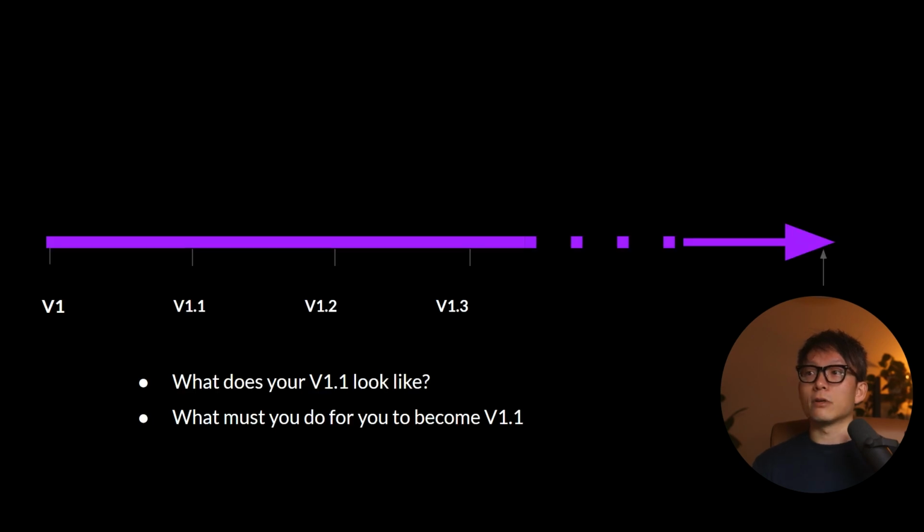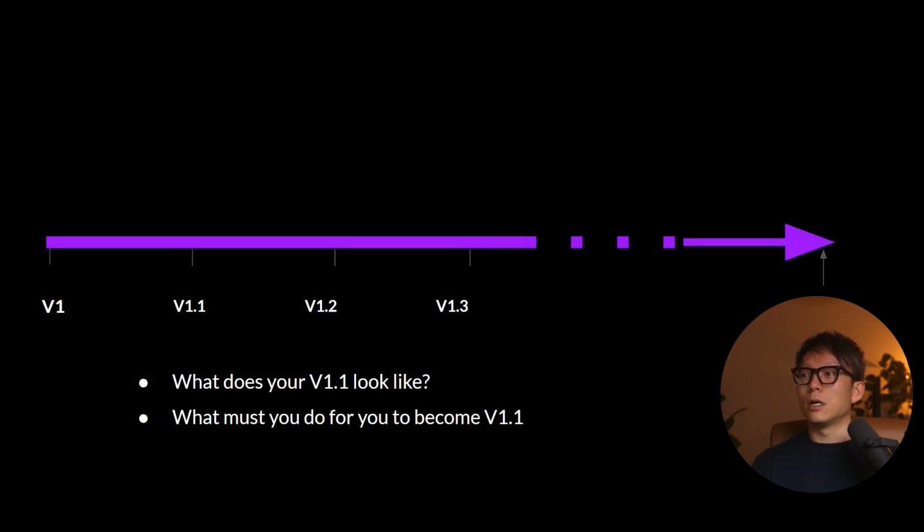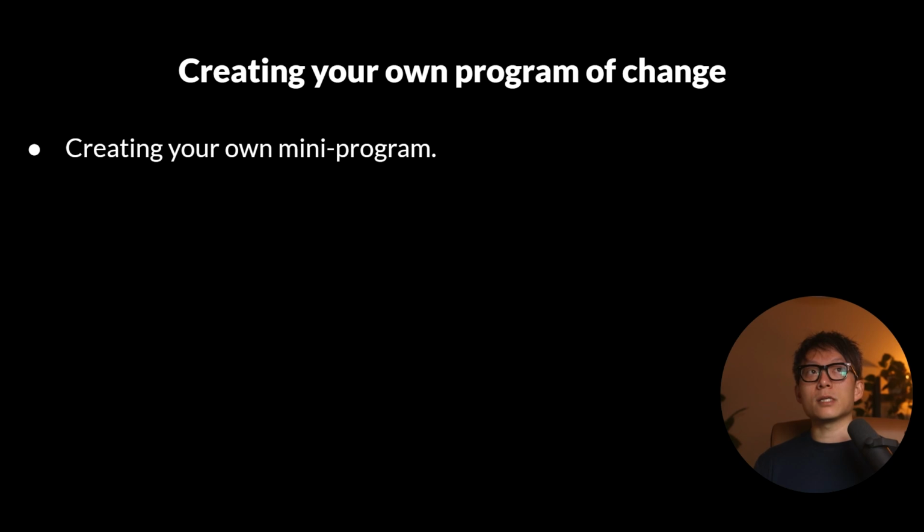Mapping out your versions. So this is what we're trying to do here. We're trying to slowly shift you from version 1 to version 2. We can start to map this out. Think about a timeline. What does your version 1.1 look like? What must you do for you to become version 1.1? You choose your change. Think of each stage like a new aligner or grade. Anytime I try and make a version change, I really think about breaking it down like this. Creating your own program of change. This is one of the things that's really difficult.